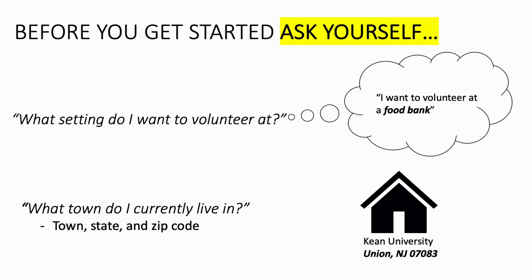Maybe you like structure, but you want to have a constant conversation with others around you. A food pantry requires you to organize while helping those around you, and it allows you to bond in the process. If you like animals, a pet shelter is somewhere you may consider. You also want to keep in mind where you currently live. It is important to know your town, your state, and zip code. I am going to be using a food pantry as an example and Kean University as my location.